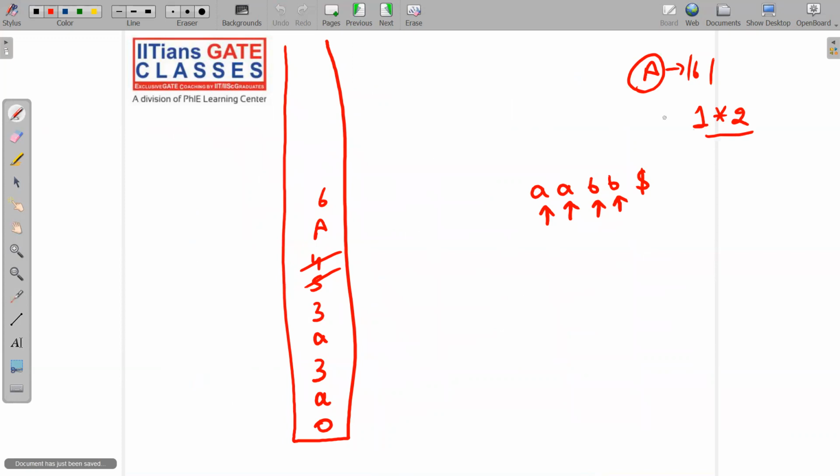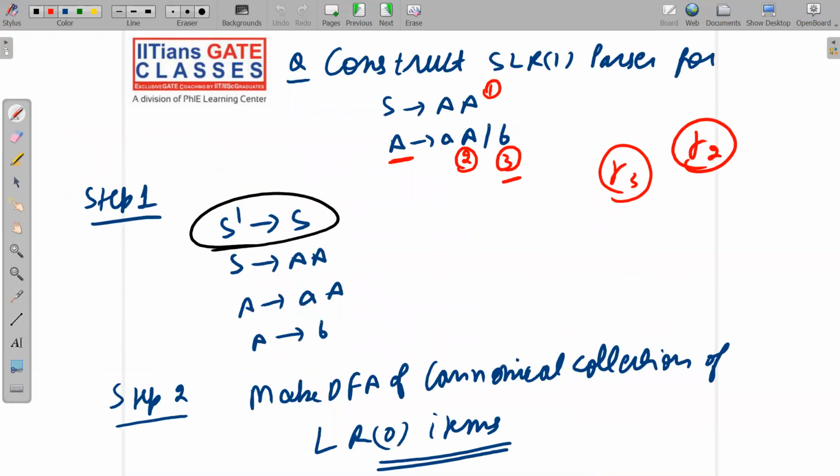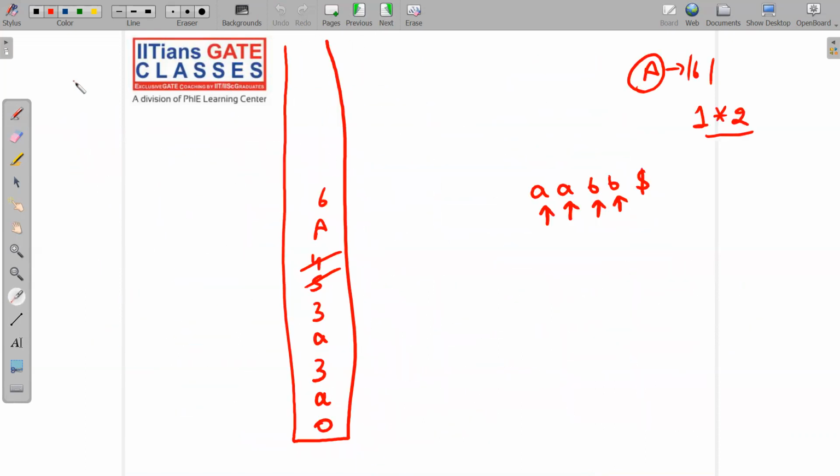6 on small b, R2. R2 means, what was R2? A goes to AA. So I will say A goes to AA. What is the length? Length is 2. 2 multiplied by 2, that is 4. So 4 symbols will be popped off and the LHS will be pushed onto the stack. The LHS is capital A.